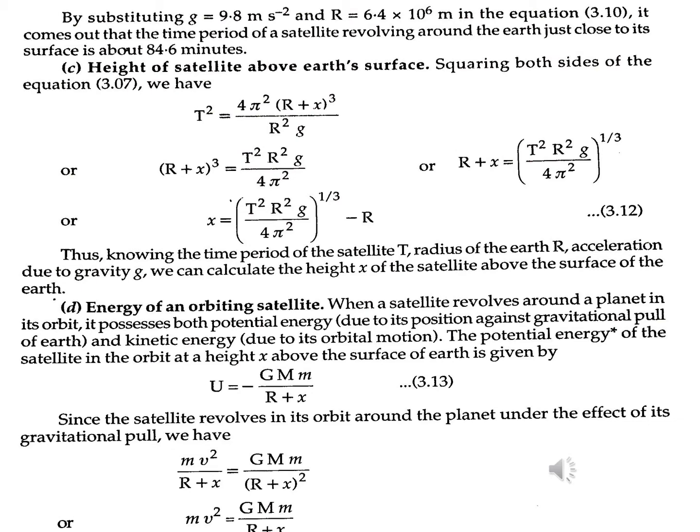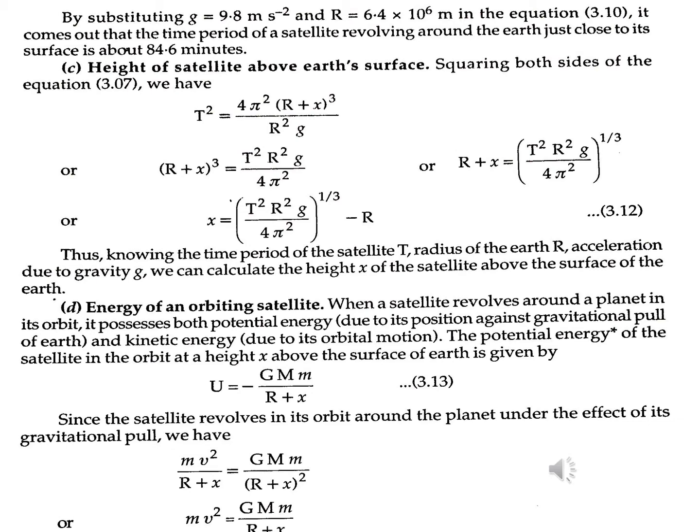g is equal to GM upon r square. So, cross multiplying, GM is equal to g r square. Putting the value of GM in the equation of velocity, v is equal to g r square upon r plus x, under root.